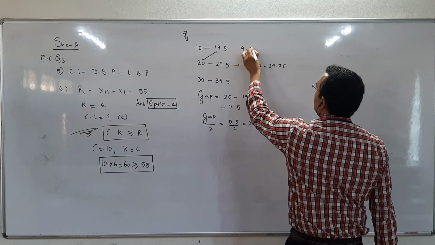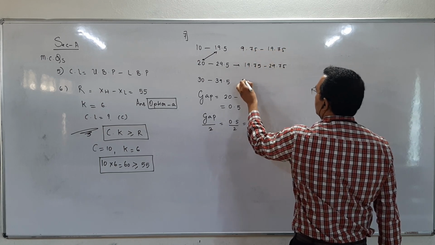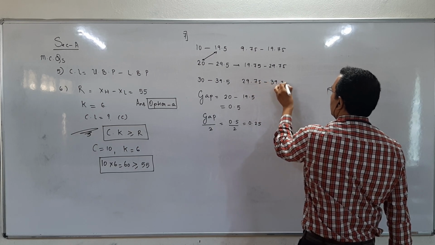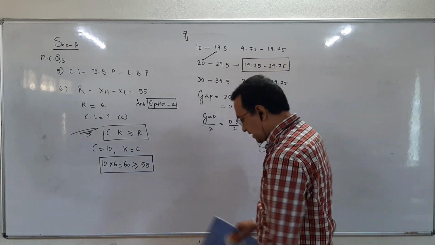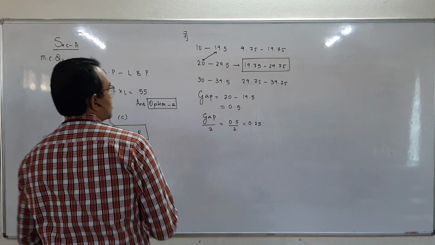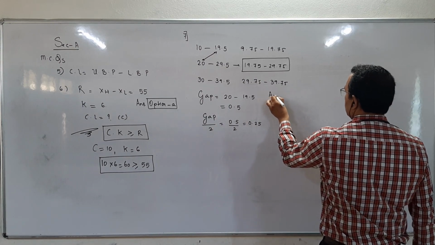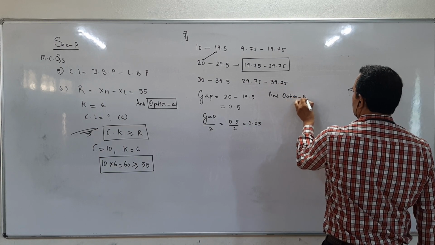Here 9.75 and 19.75. Here 29.75 and 39.75. But students, we are asked only for the second class. So the correct option is option B. The correct answer is, students, option B.